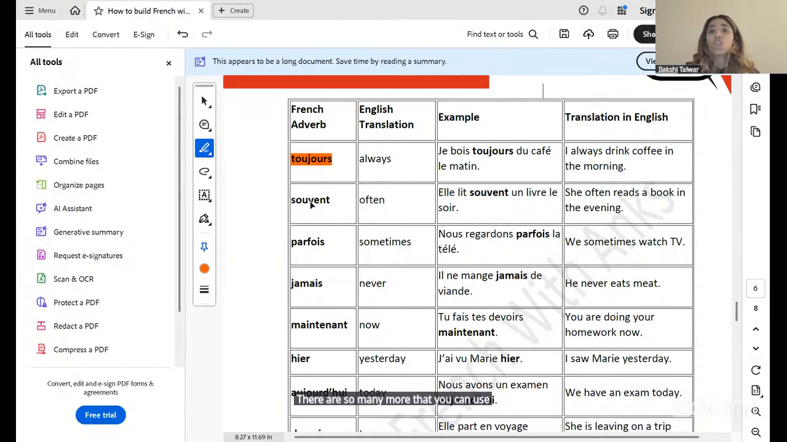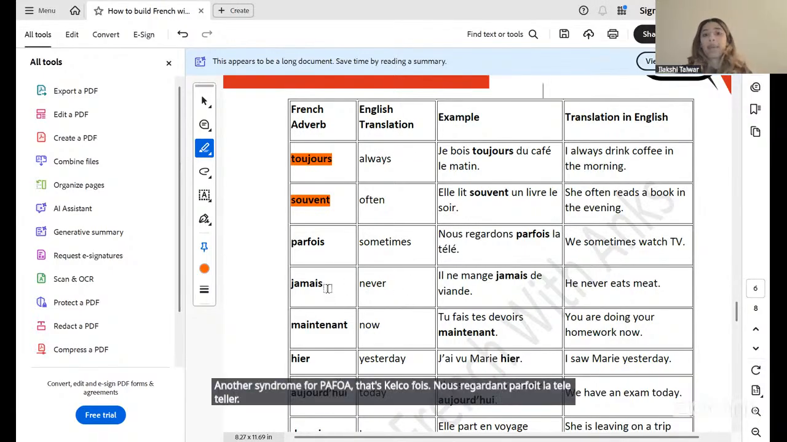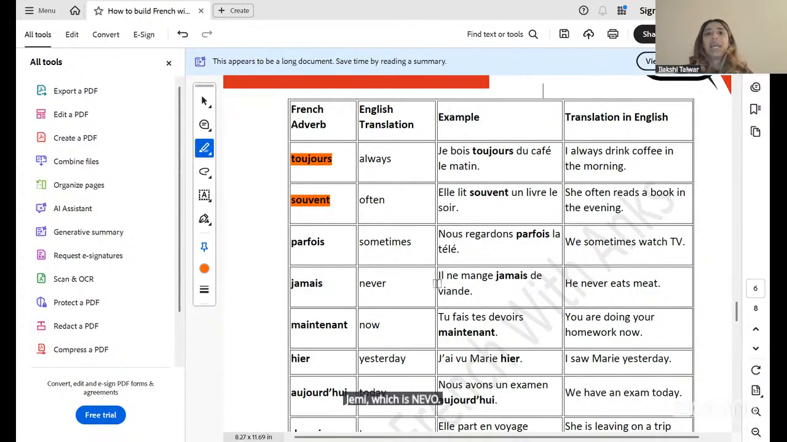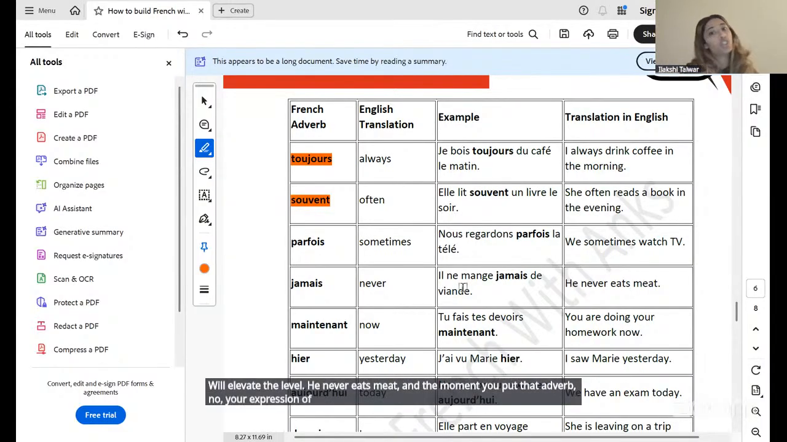You have "toujours", "souvent", which is often. Elle lit souvent un livre le soir. "Parfois", which means sometimes. Another synonym for "parfois" is "quelquefois". Nous regardons parfois la télé. "Jamais", which is never. Elle ne mange jamais de viande. He never eats meat. Instead of just saying he doesn't eat meat, we elevate the level. The moment you put that adverb, your expression of voice also changes, which is very nice for your examinations.